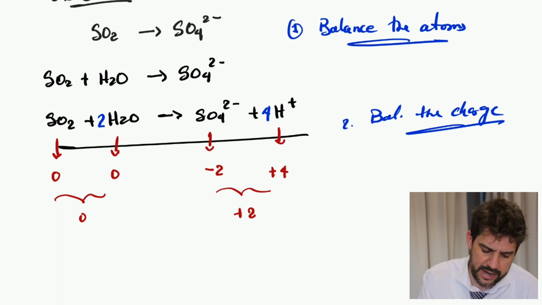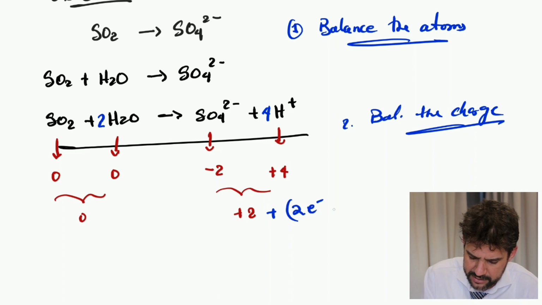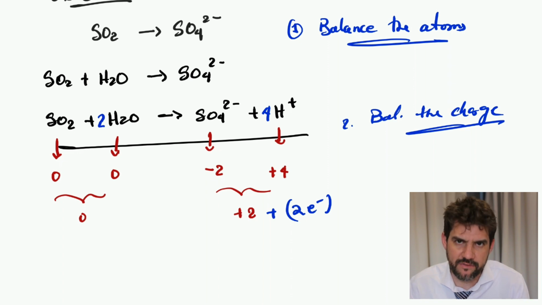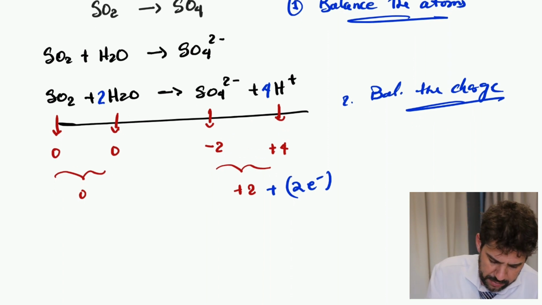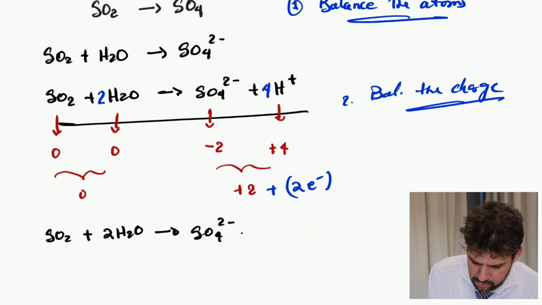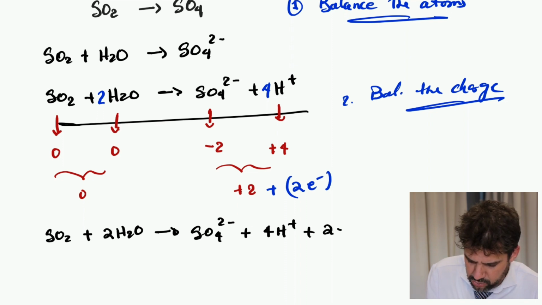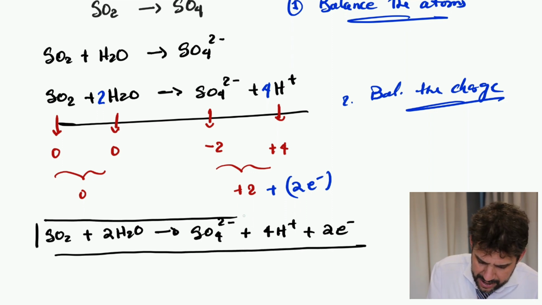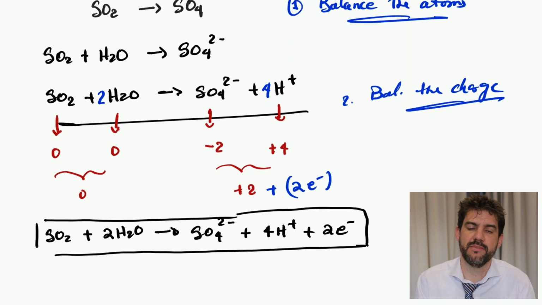So we're going to add electrons on the more positive side, which is this one. And how many electrons can we add, guys? We are going to add 2 electrons. So the balanced oxidation half reaction is going to be the following: SO2 plus 2H2O gives you SO4 2-, plus 4H+, plus 2 electrons. This one, guys, is the oxidation half reaction for this specific situation.